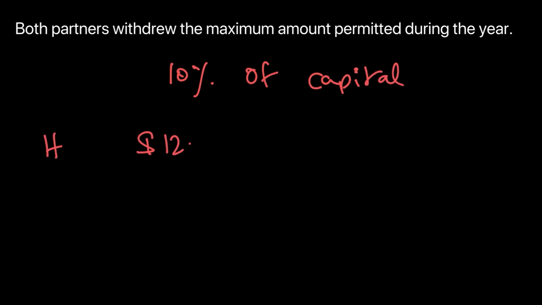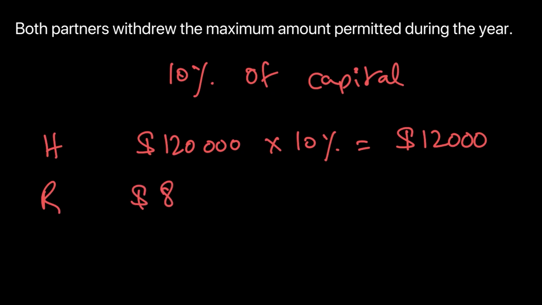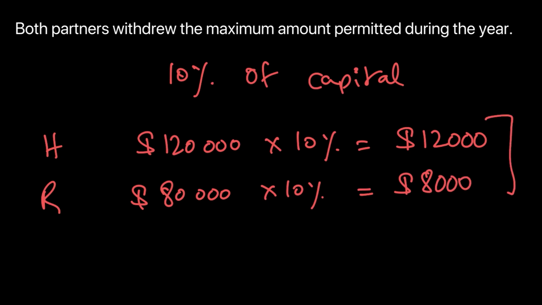They're also saying both partners withdrew the maximum amount. So remember, maximum drawings that was allowed was 10% of their capital. So I can say for Henry over here, if his capital was 120,000, he would withdraw at the rate of 10%, $12,000. Whereas for Robin, his capital was 80,000, so he would draw 10% of that. That's 8,000. Now that's the drawings. So now we know the drawings figure as well.